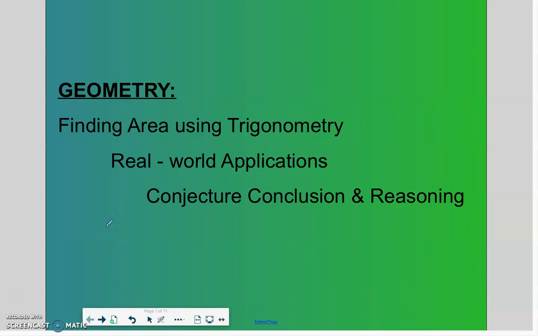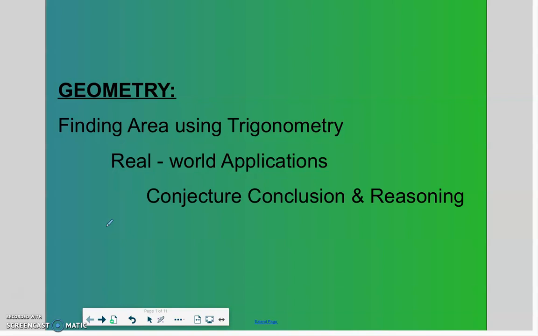Hello everyone. This is our last week 7 material on finding area using trigonometry. We're going to talk a little bit about real world applications. I did leave it a little bit out of the video, but it is kind of why we do trigonometry. So we focus on the applications, when can we use it. This will also be on your conjecture, conclusion, reasoning standard for your upcoming assessment.